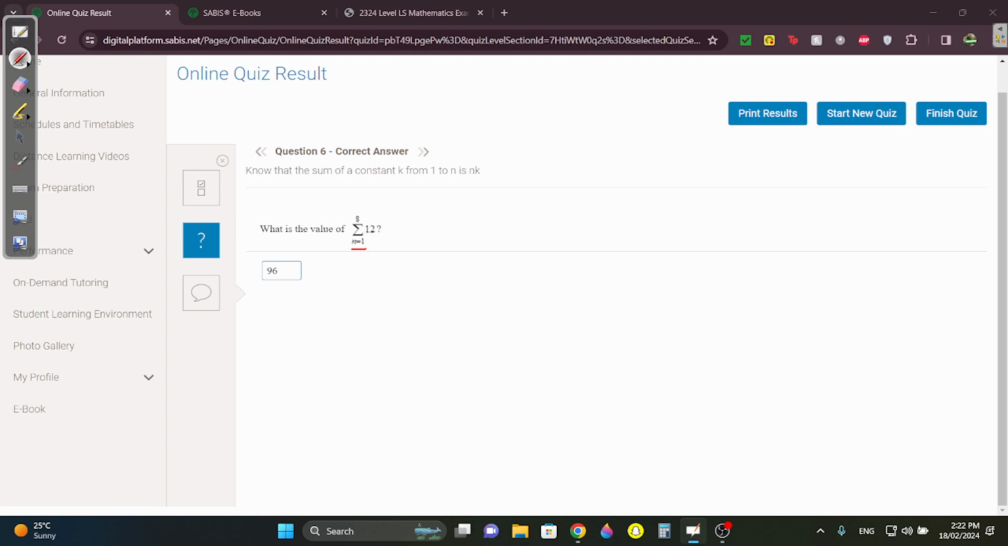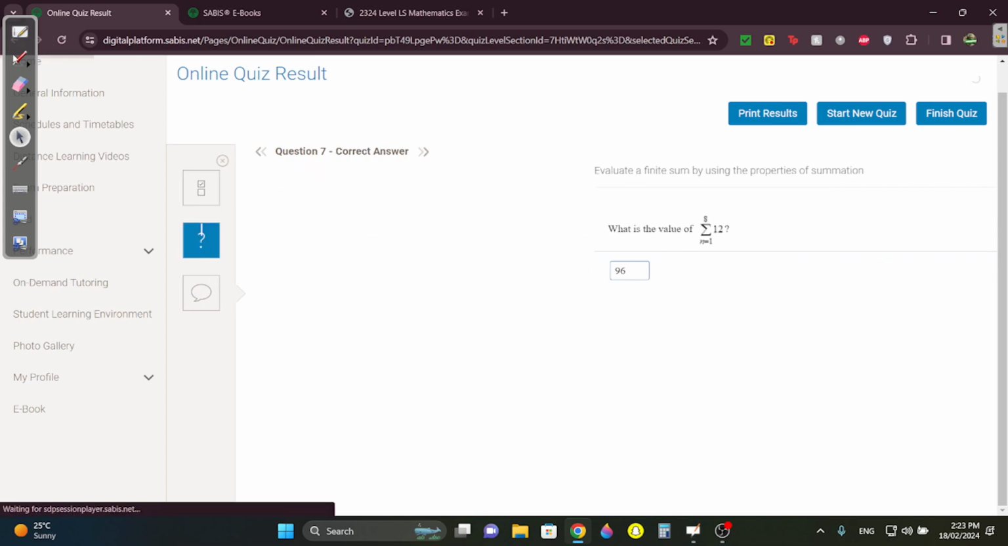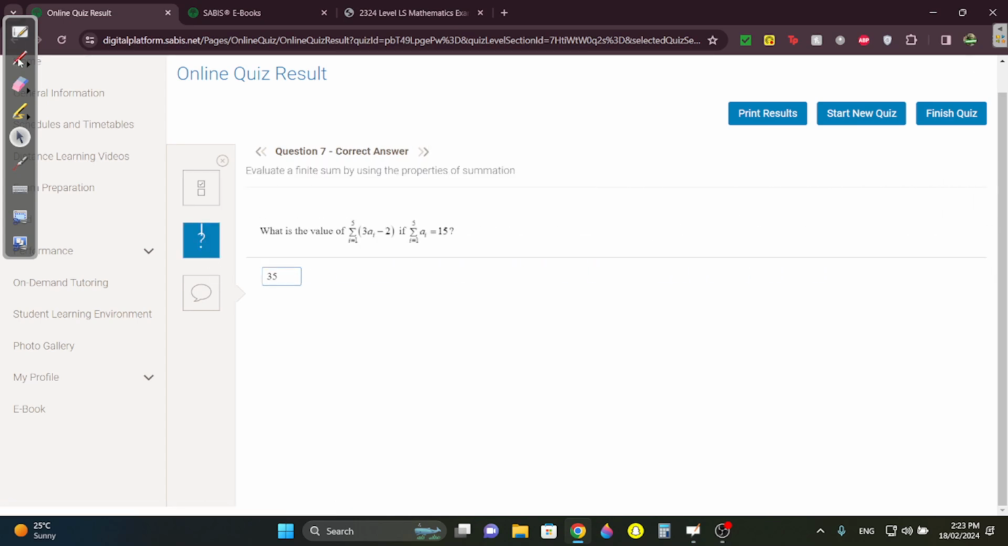Here we have n equals 1. They're saying the sum of a constant k from 1 to n is always nk. So if you're starting from 1, I'm sure they'll get a question like this. If you're starting from 1, 12 times 8, and you're good, 96. That's it. Question 7. This is the hard one.